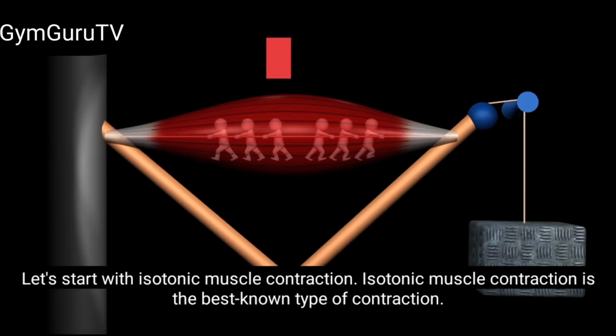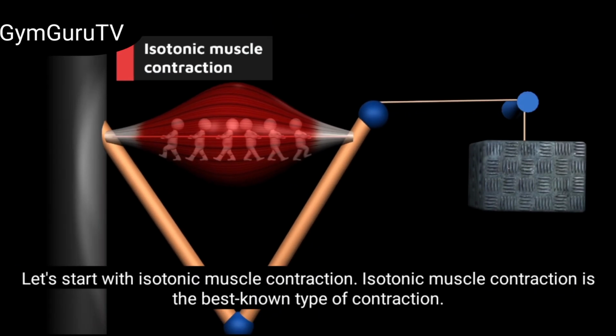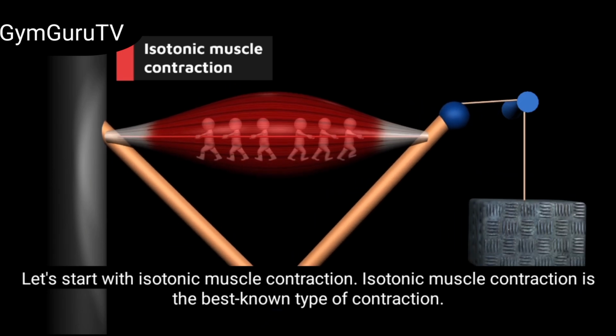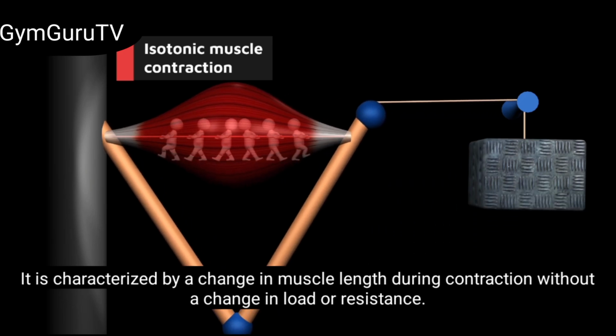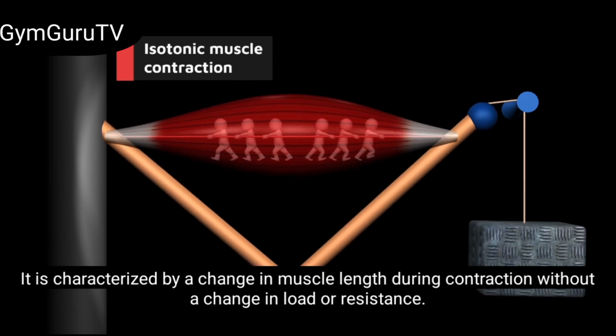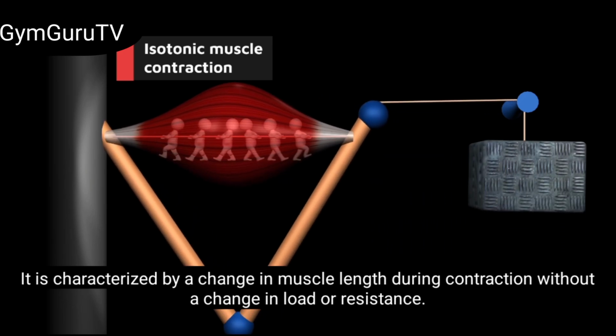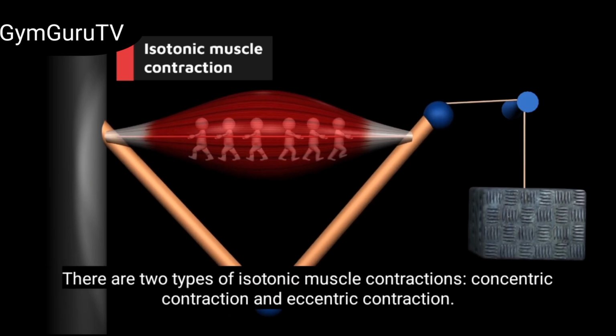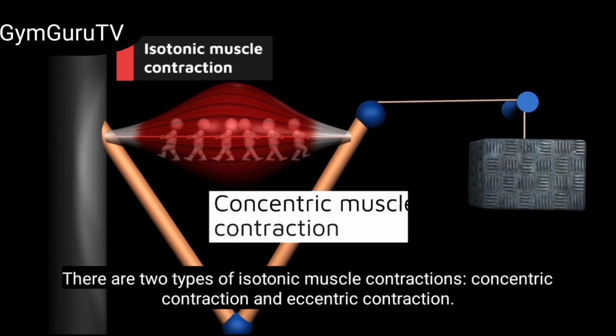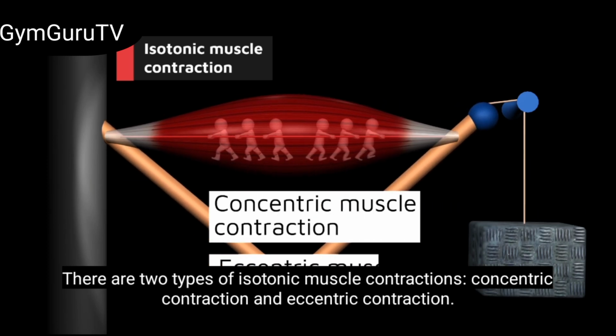Let's start with isotonic muscle contraction. Isotonic muscle contraction is the best known type of contraction. It is characterized by a change in muscle length during contraction without a change in load or resistance. There are two types of isotonic muscle contractions: concentric contraction and eccentric contraction.